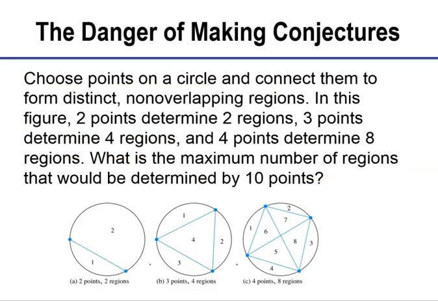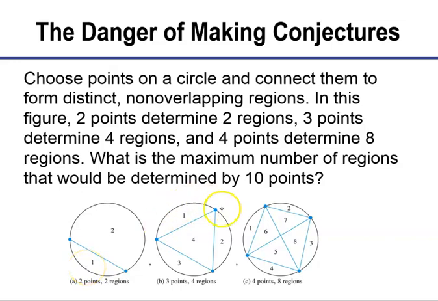Now, the book gives a warning about the danger of making conjectures. I mean, you want to make conjectures to see if a pattern holds, but you don't want to assume. You need to prove that your conjecture is true, or you just can't assume it's true. And they've got a really neat example here. Notice it says, choose points on a circle and connect them to form distinct, non-overlapping regions. So if you pick 2 points and connect the dots, that gives you 2 regions.